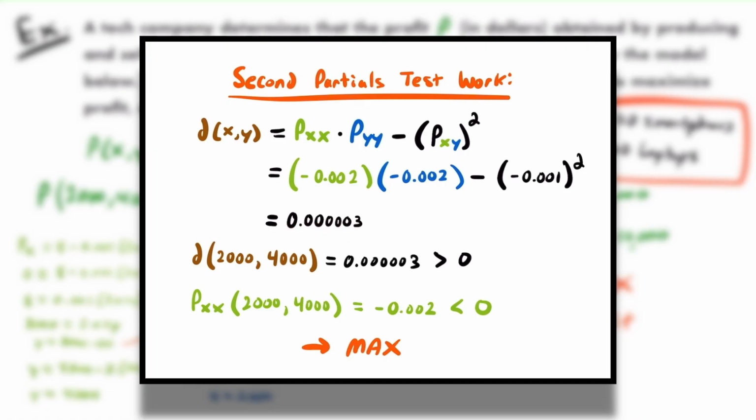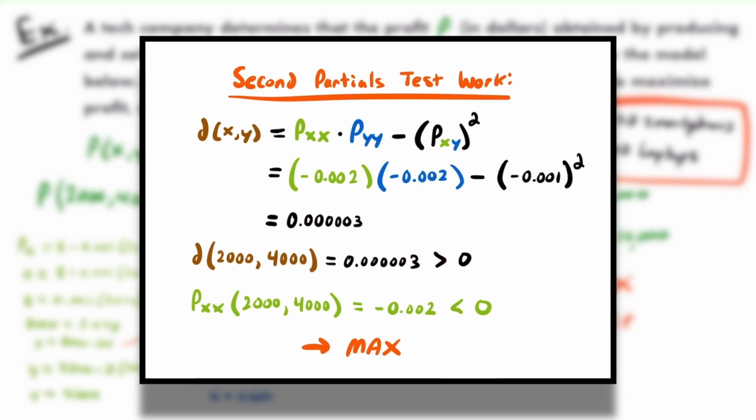0.000003. And so no matter what you plug into D, in this case we would use x is equal to 2,000 and y is equal to 4,000, but no matter what you plug in, you will get that same value, which is positive, it's greater than 0. And then if you check Pxx at x equals 2,000 and y equals 4,000, you get negative 0.002. In fact, you would get that for anything you plug into that function because it is just a constant value, but it is less than 0 or negative.